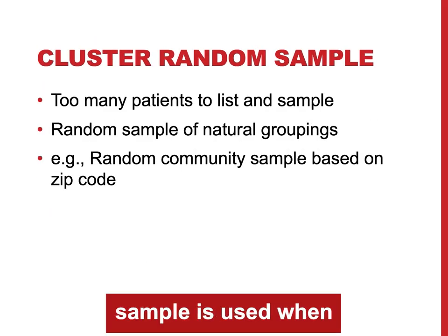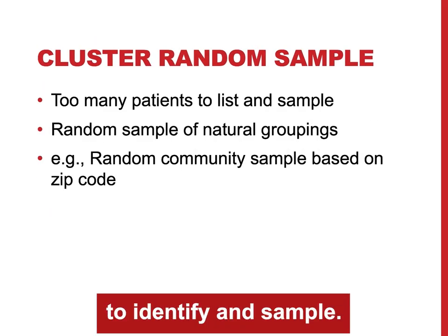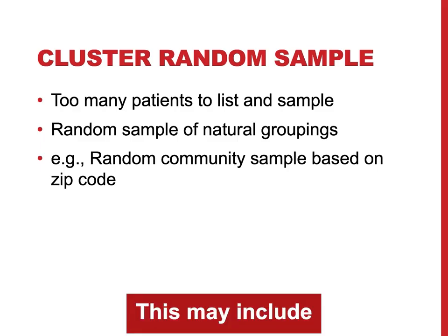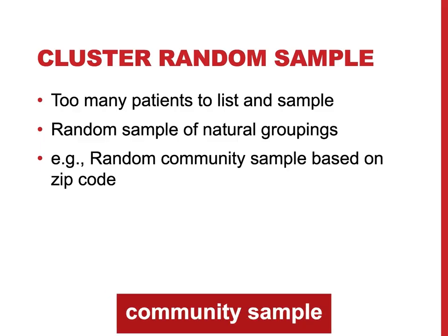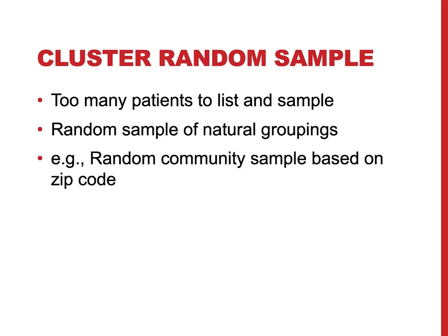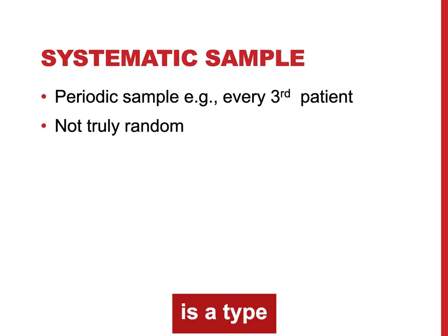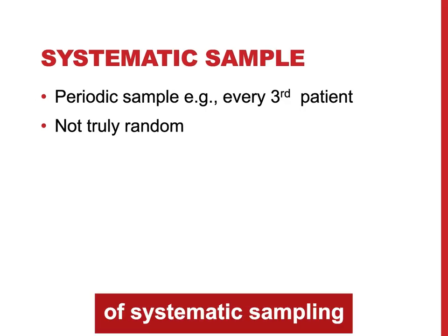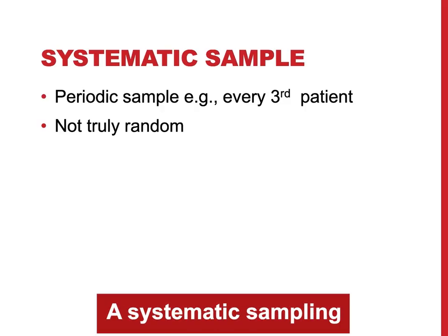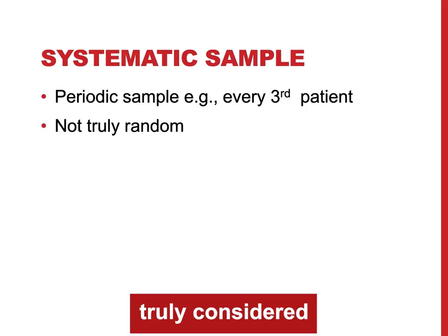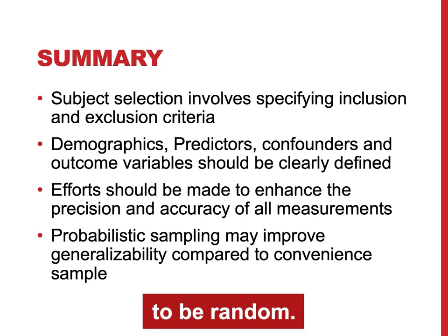A cluster sample is used when there are too many patients to identify and sample. This may include a random sample of natural groupings, such as a random community sample based on zip code. Periodic sampling is a type of systematic sampling and could include, for example, every third patient. Though systematic sampling is considered a type of probabilistic sampling, it is not truly considered to be random.